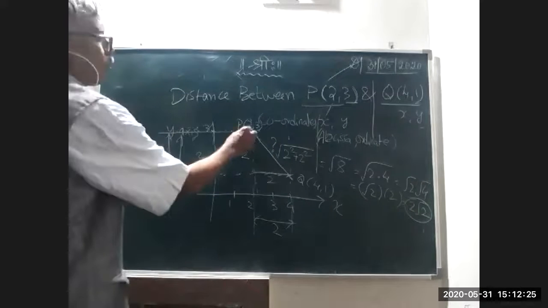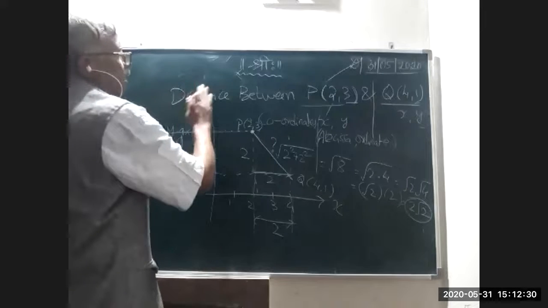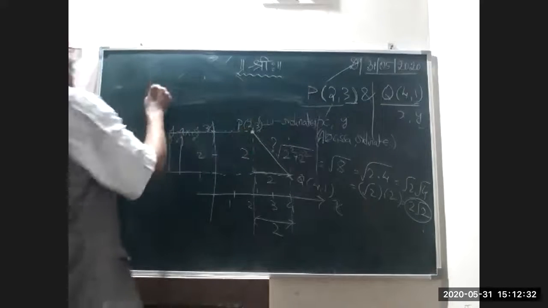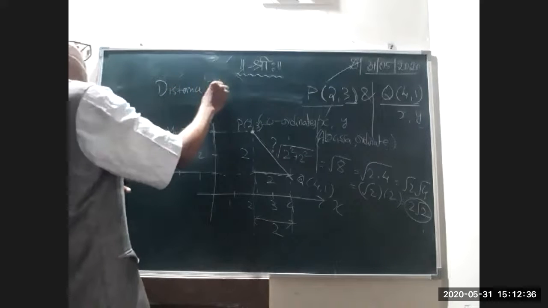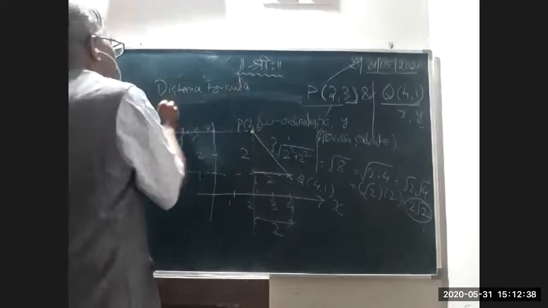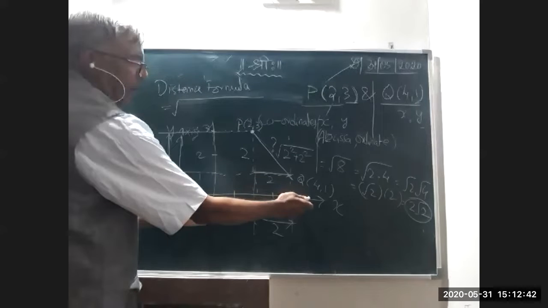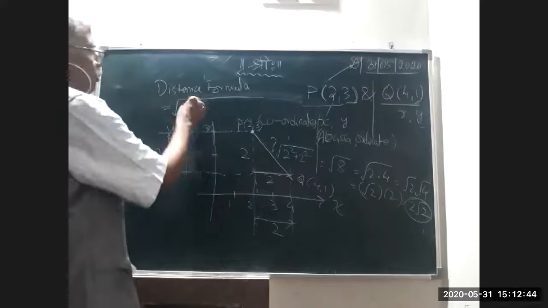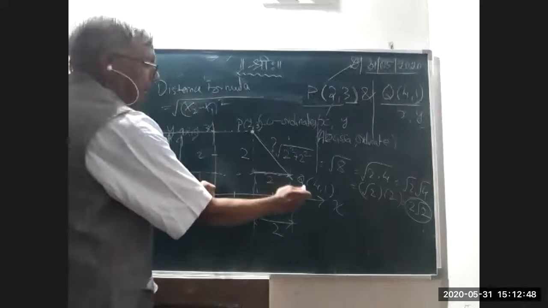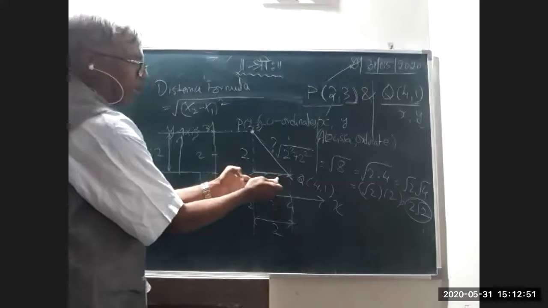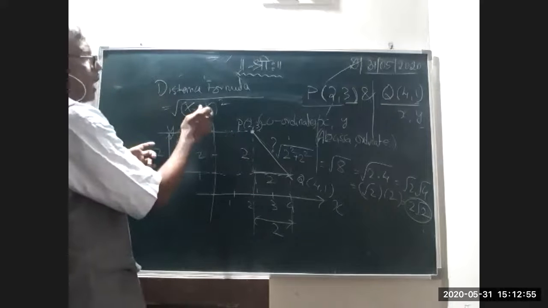Otherwise you can use the distance formula. What is the distance formula here? The distance formula is all about the square root of x2 minus x1 whole square. How did 2 square occur? x2 minus x1, which we got as 2, plus this.